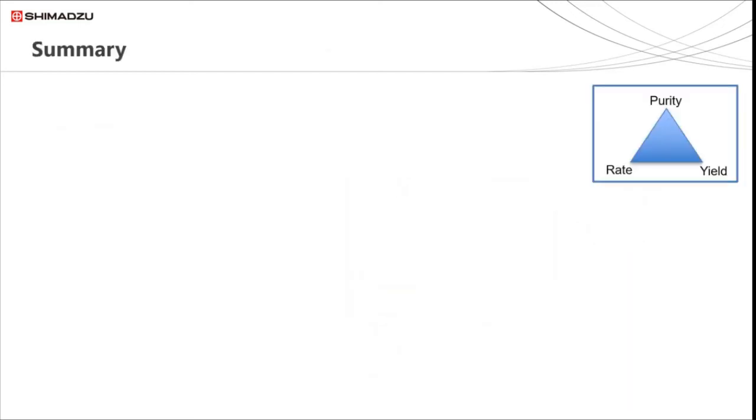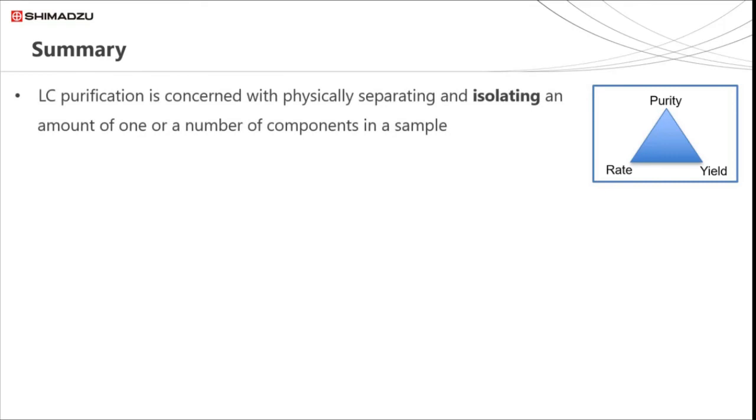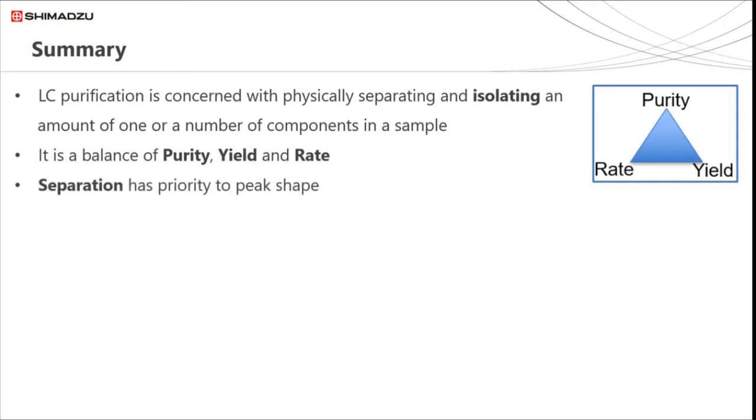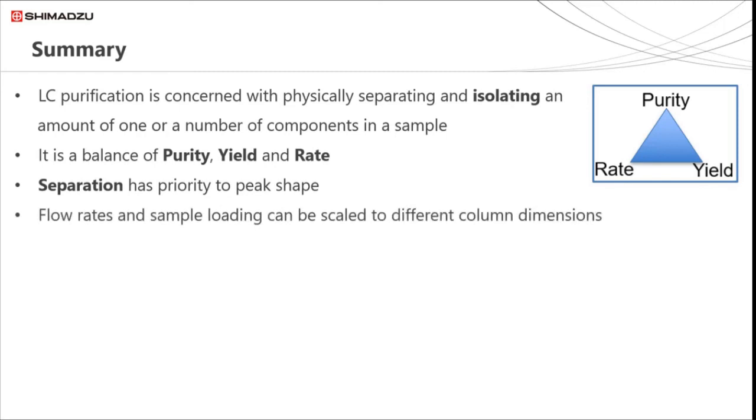Summary. LC purification is concerned with physically separating and isolating an amount of one or a number of components in a sample. It is a balance of purity, yield, and rate. Separation has priority over peak shape. Flow rates and sample loading can be scaled to different column dimensions. Your required purity, yield, and rate will influence loading.